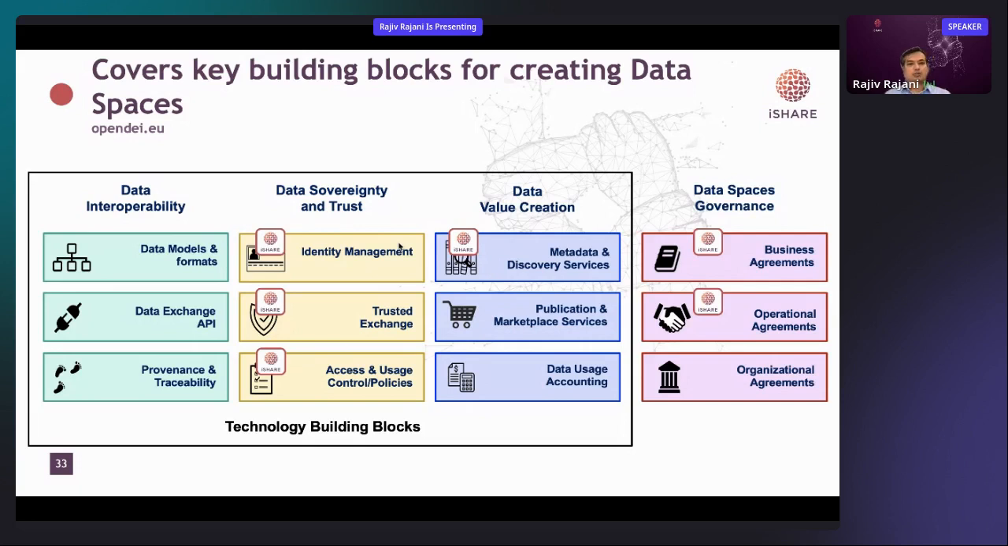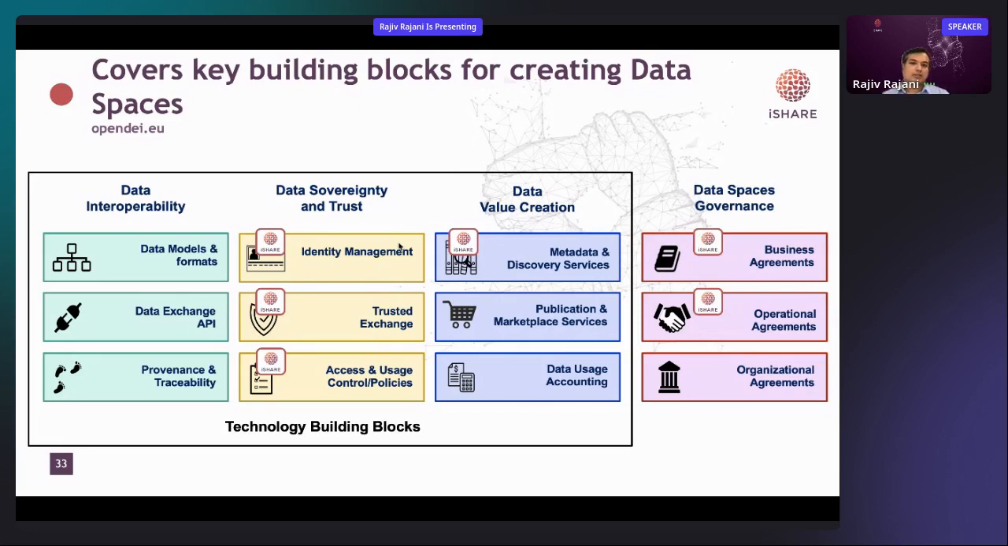Access and usage control policies, of course: the authorization registry role as defined in iShare allows the data owners or entitled parties to manage the access and usage control policies. Data value creation, one of the key elements in data value creation is discovery of the metadata.